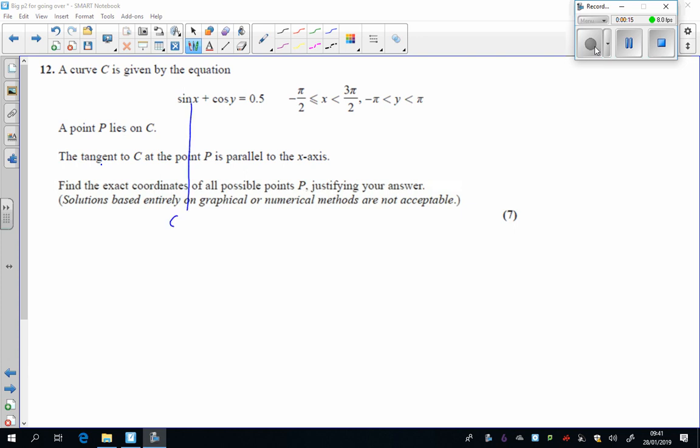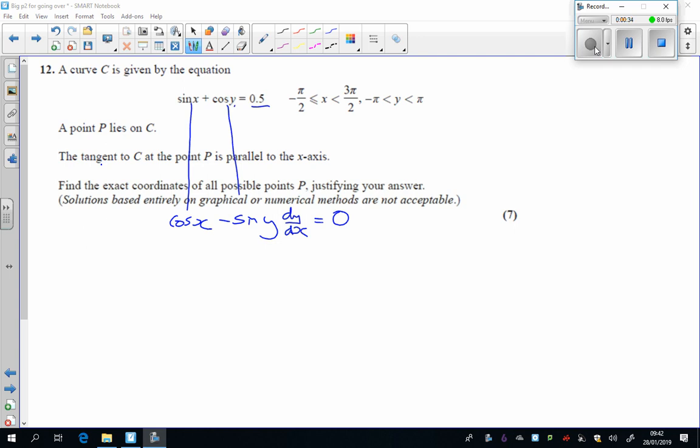You know that sine differentiates to cos. You know that cos differentiates to minus sine. There's a y here, so you've got to put a dy by dx next to it. And remember that numbers differentiate to give 0. So you're going to get a couple of marks just for showing that you can differentiate.